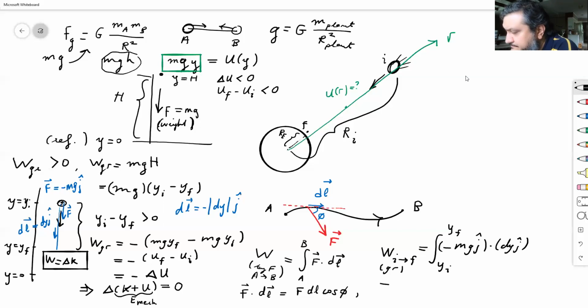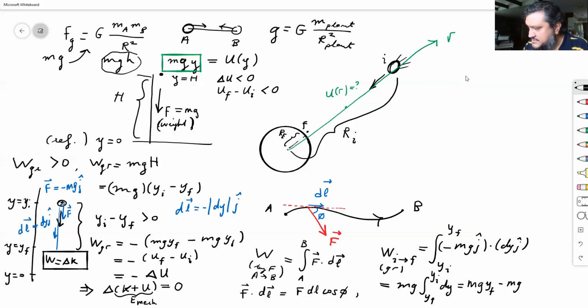So there will be a negative mg if you change the limits from y final to y initial. This will be equal to mg integral from y final to y initial of dy, and that would be mg y final minus mg y initial.